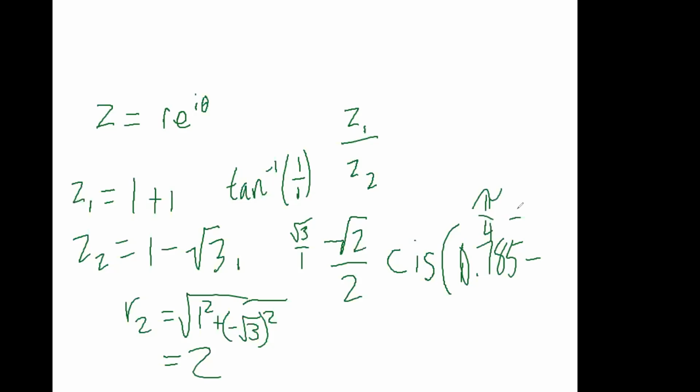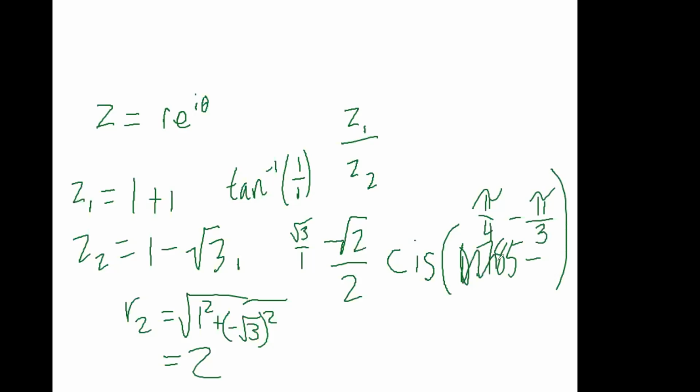Okay, wait. Tan inverse of root 3 over 1, so that one will be 1.0472, which I believe is the same as pi over 3. Yeah, it's pi over 4 minus pi over 3. It's on your unit circle.